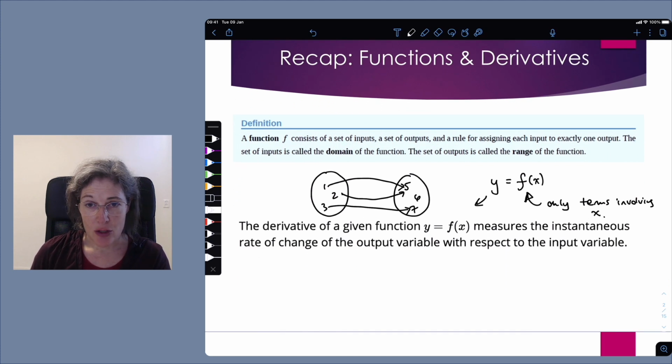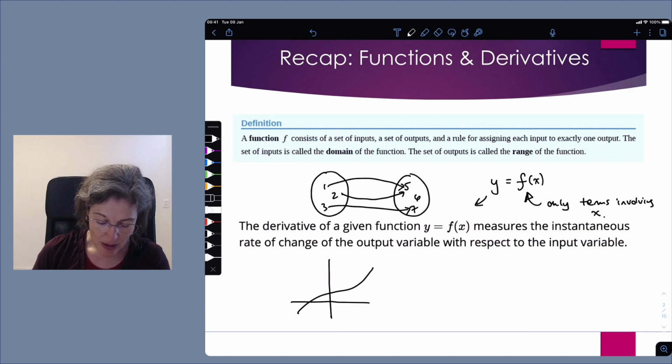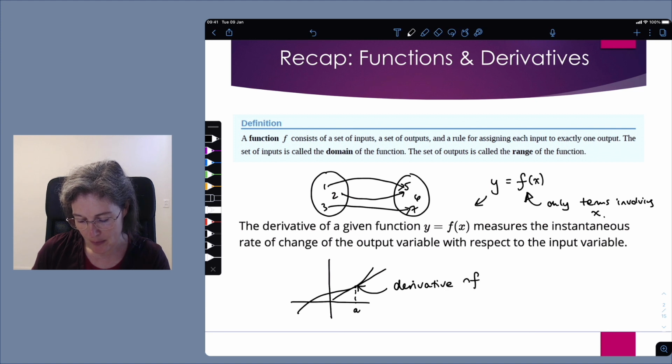After we talked about functions for a while, we started thinking about finding their derivatives. So remember that a function, if we graph it, tends to look something like this. And because we're using them to model things, we often want to know about the rate of change. And it turns out that if you want to find the rate of change at some particular x value a, what you need to do is find the slope of the tangent at a. So our derivative, which is df by dx, is the slope of the tangent at x is equal to a.